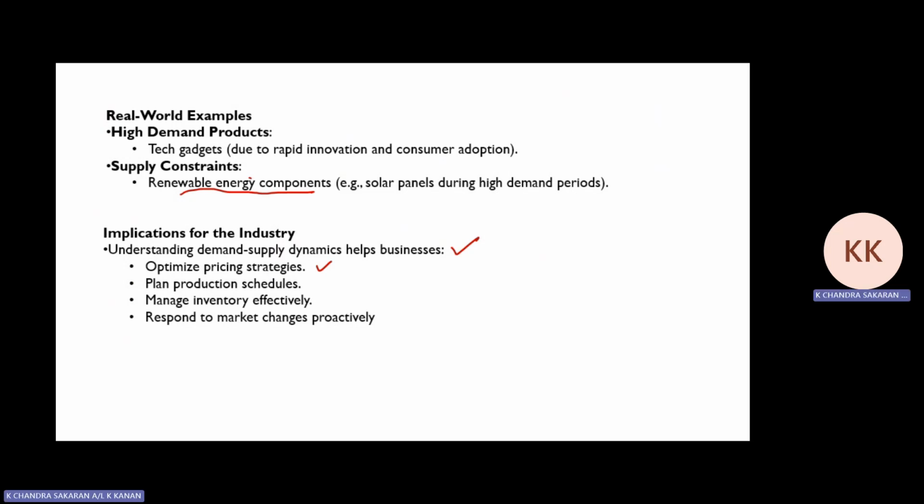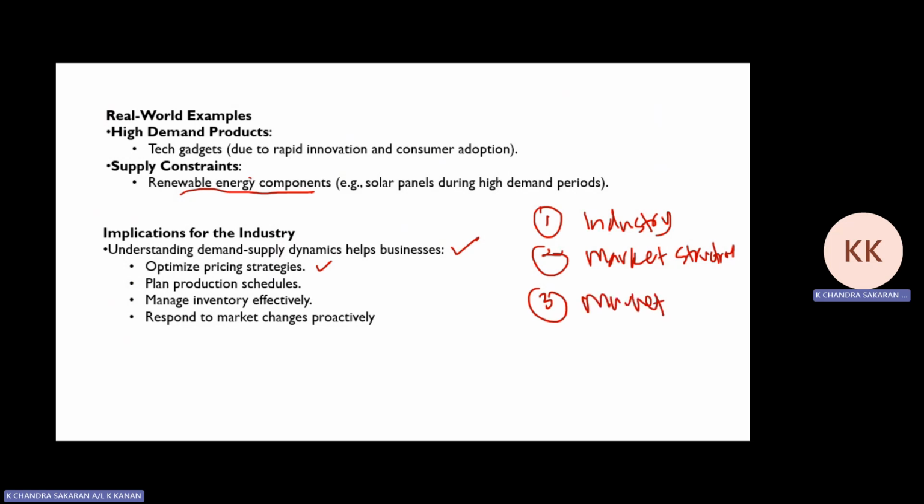Okay, any question on this so far? So what we have done so far, we know, number one, you need to write about the industry. Number two, you must talk about the market structure. Number three, you must talk about the market factors. In this market, you talk about demand, supply, and also elasticity. So far, this is what we have done.